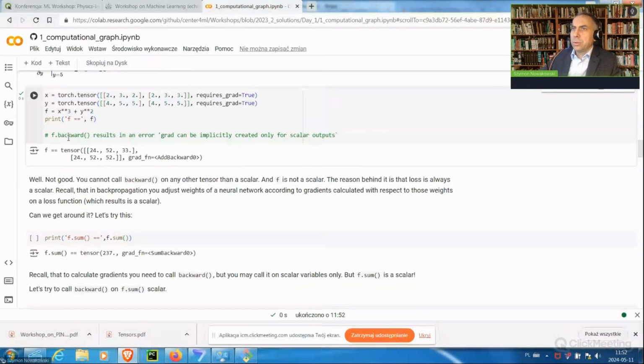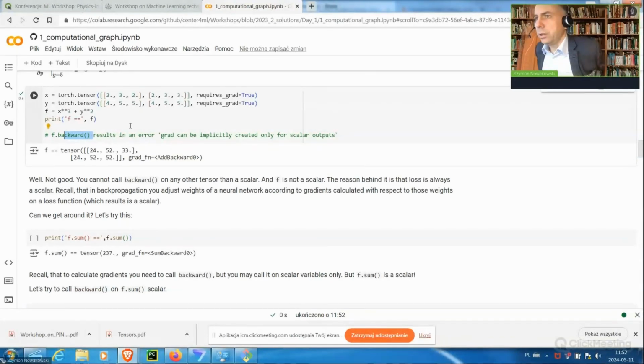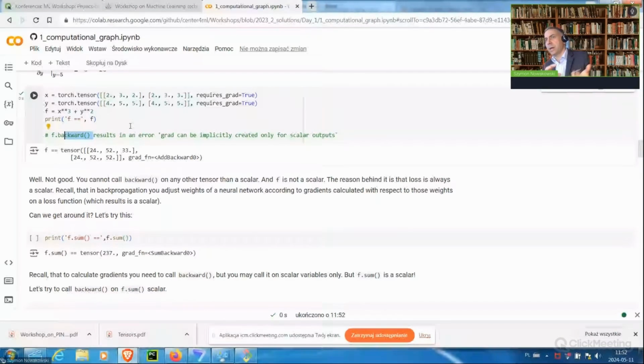And if I tried to run this backward, I would get this error. And this is not good. The problem is that you can call backward only on tensors that are scalars. And why is that? This is because the loss value that you compute at the end of the forward pass is actually a scalar. Even if you calculate the loss for a batch of images, or batch of people with some ages and some weights and some heights, the difference in total is just a number.